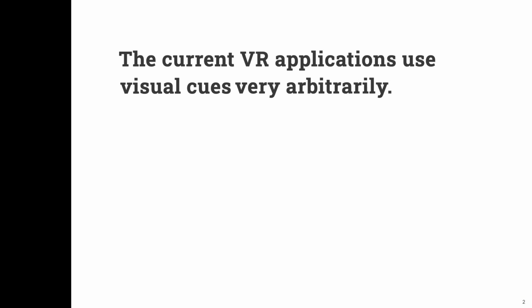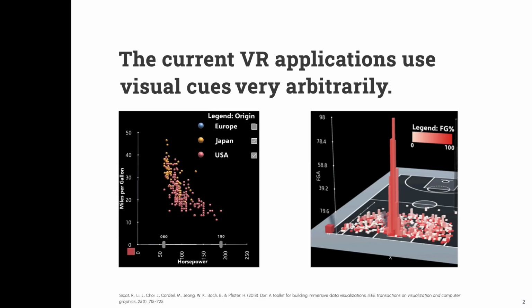There are many interesting perception problems for VR visualization, and we picked visual cues because we believe visual cues can be very important. But the current VR applications use visual cues arbitrarily. For example, the sphere was rendered using ambient, diffuse, and specular channels, while the specular channel feels very unnecessary. Also, this shadow feels unnecessary and occludes the small bars near the tall bars, which may cause perceptual difficulties.